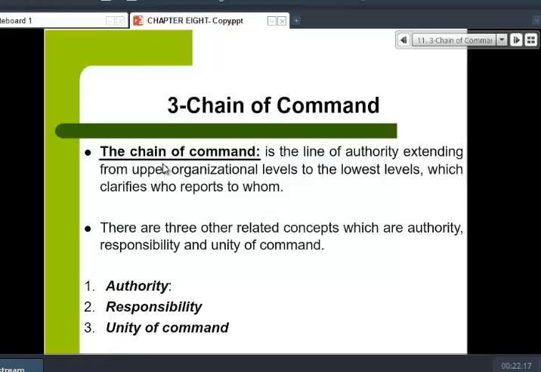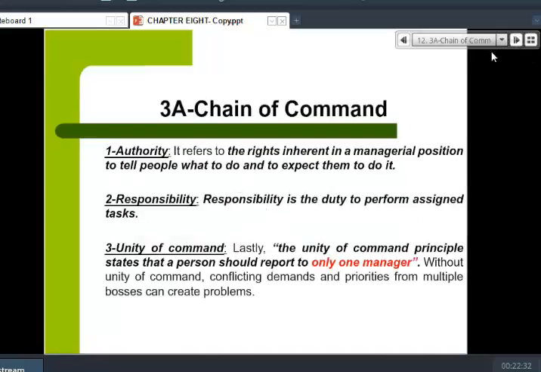So there are three other related concepts, which are authority, responsibility, and the unity of command. These are the three basic things with the chain of command. The authority here refers to the rights inherent in a managerial position to tell people what to do and to expect them to do it.